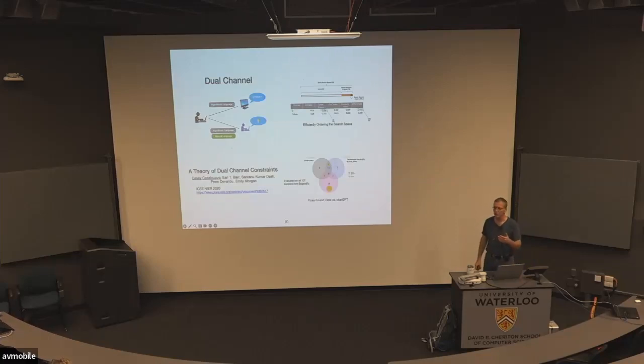What can we do to write better software faster, armed with explicitly searching for dual channel constraints? Thank you. I'll take questions.